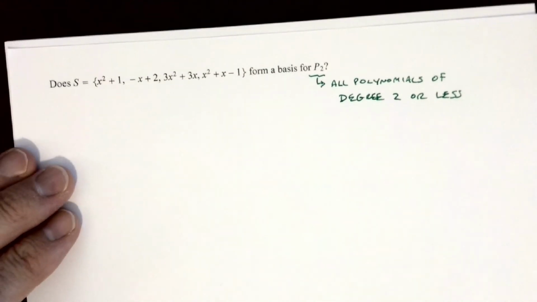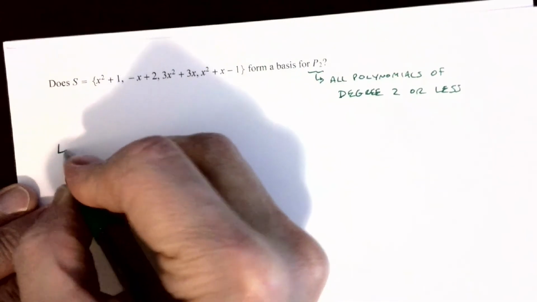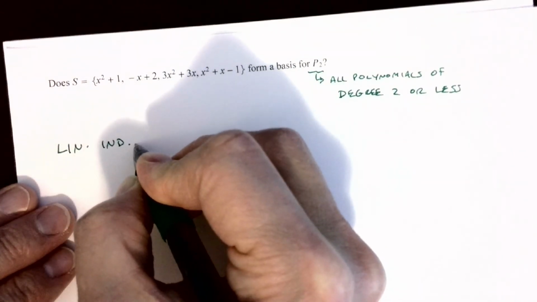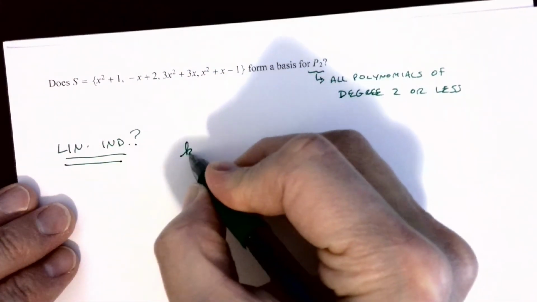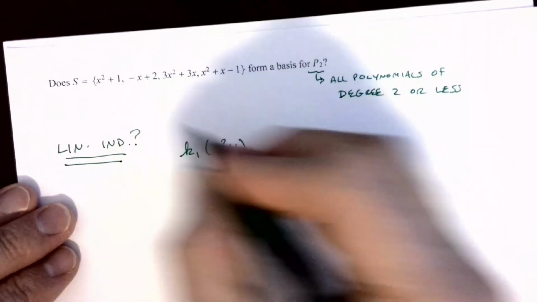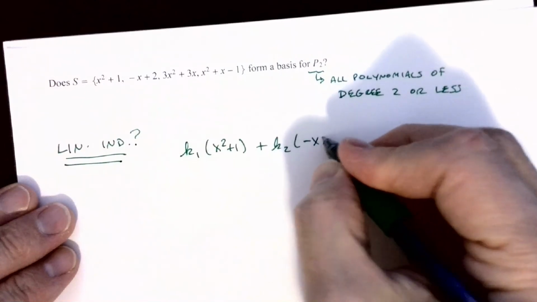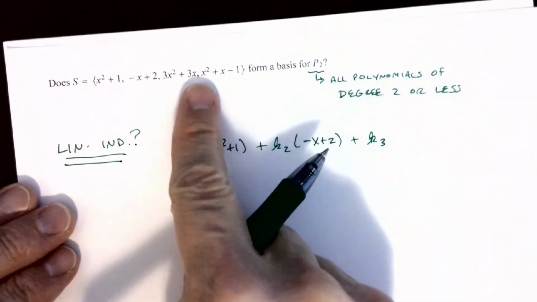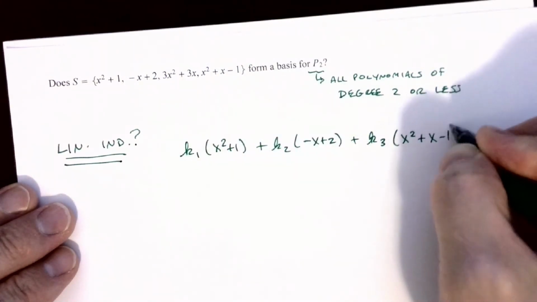So, do we have a basis? Well, you know, what are we going to start with? Linear independence or spanning the space? I think it's easier always to go with linear independence. Let's check that first. Are we linearly independent? So what are we going to say? You know, k1 times the first polynomial, which is x squared plus 1, plus k2 times negative x plus 2, plus k3 times x squared plus x minus 1.